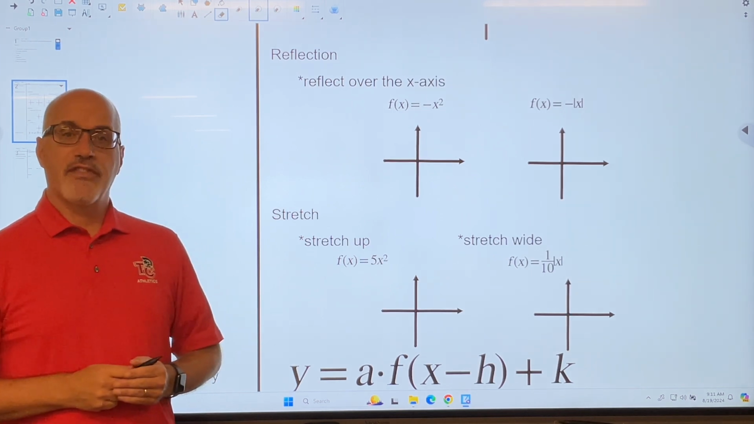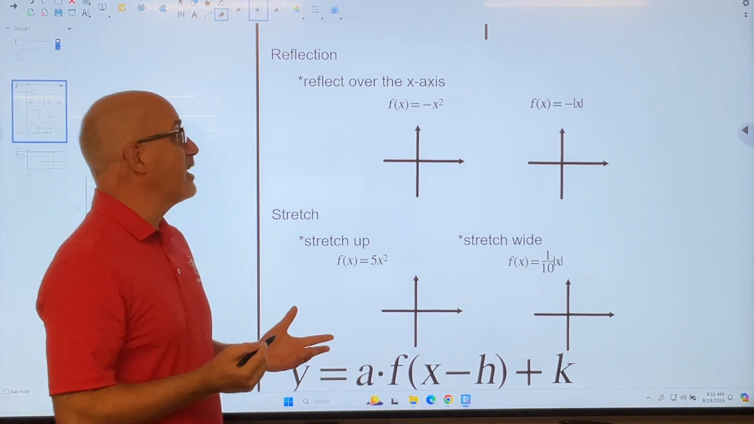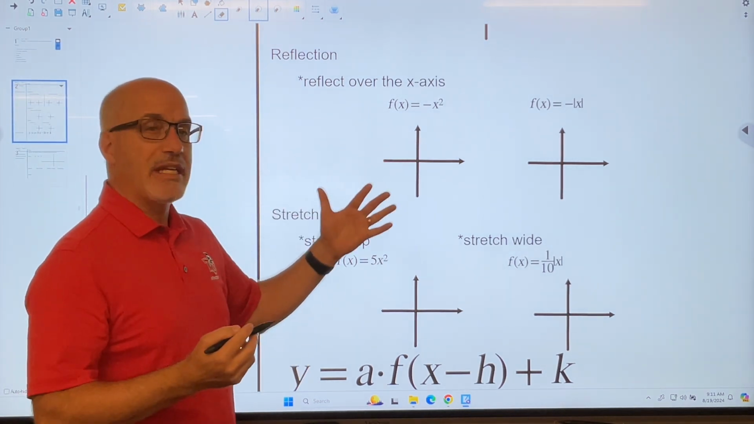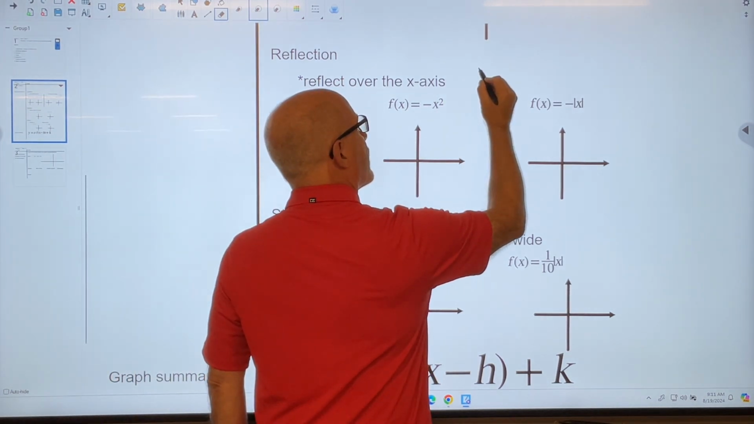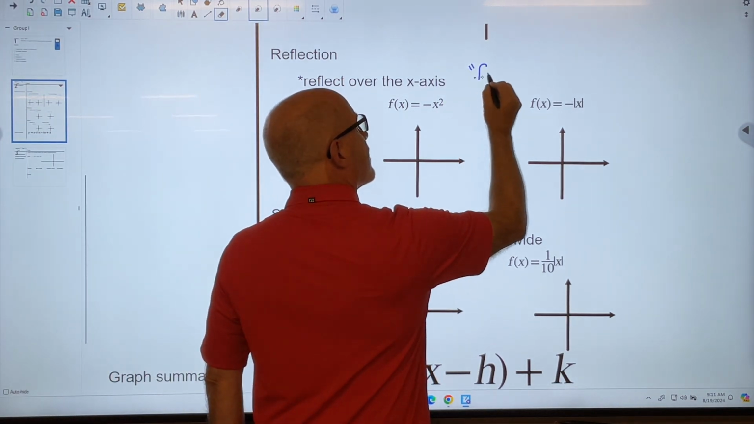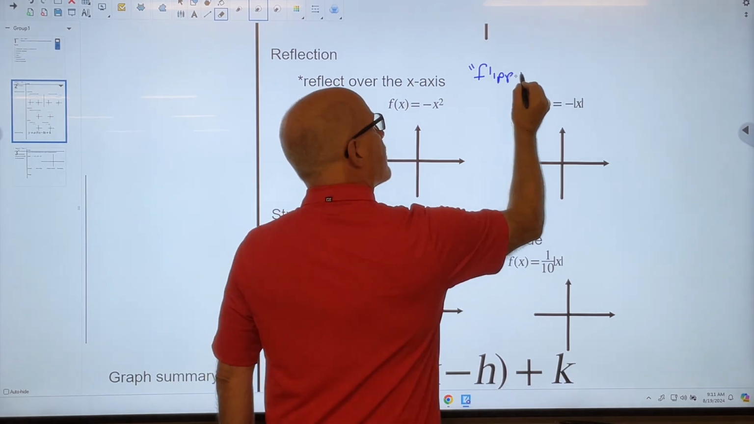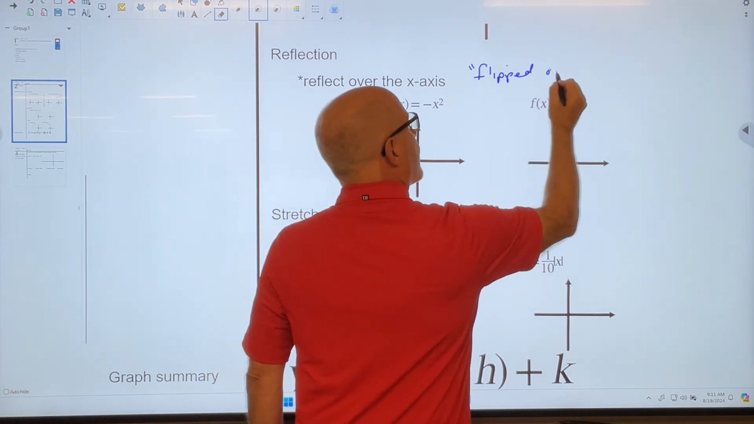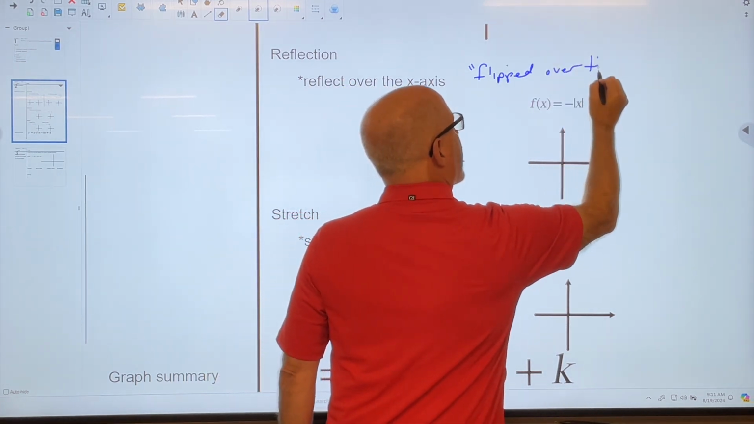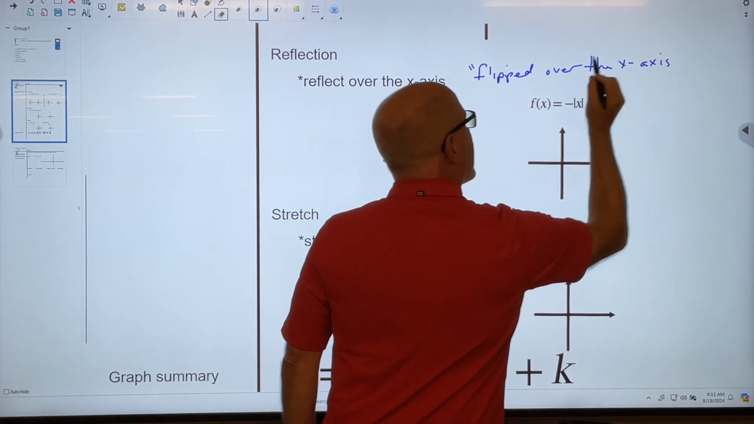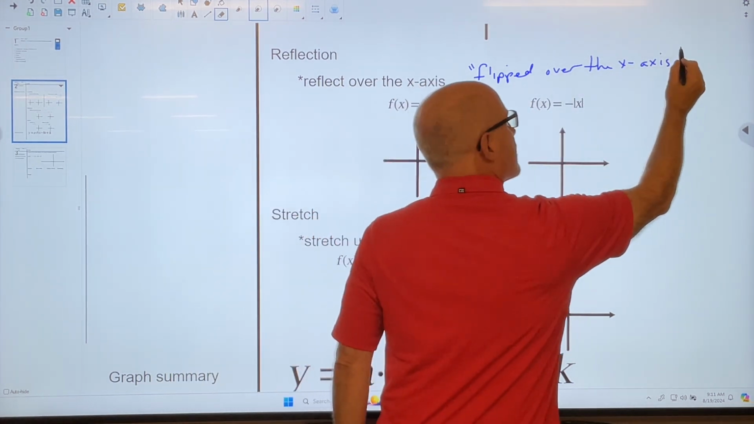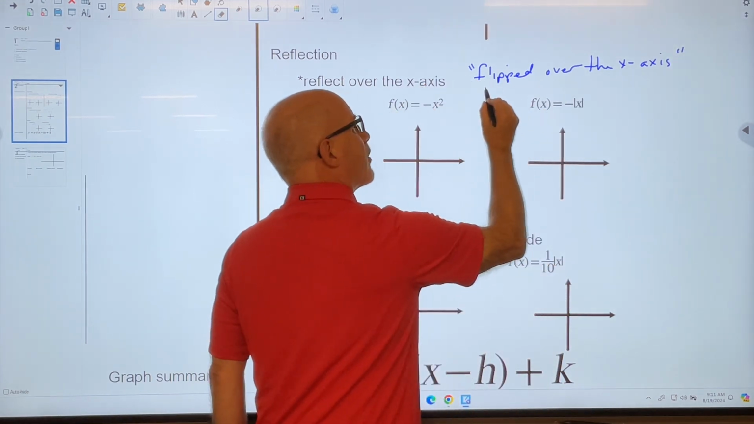Let's talk about reflecting the graph. Reflection over the x-axis means that we're going to take it and flip it over the x-axis. In essence, what that means is we're going to do the mirror image.